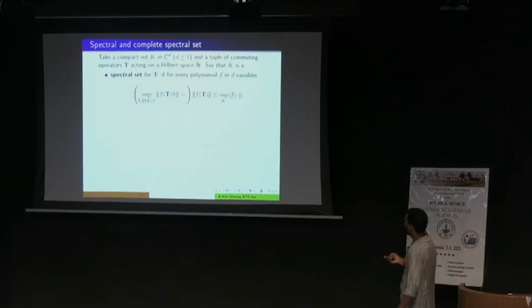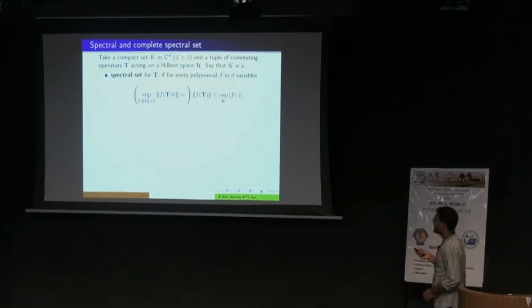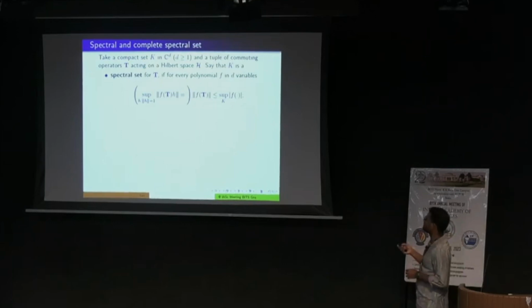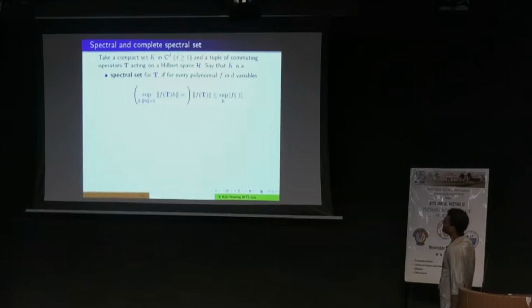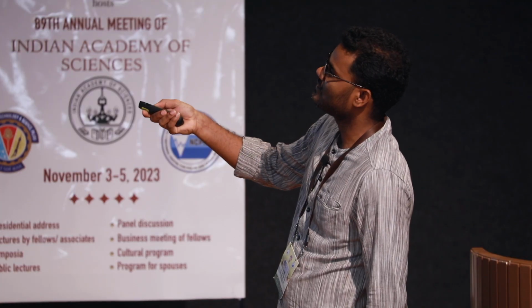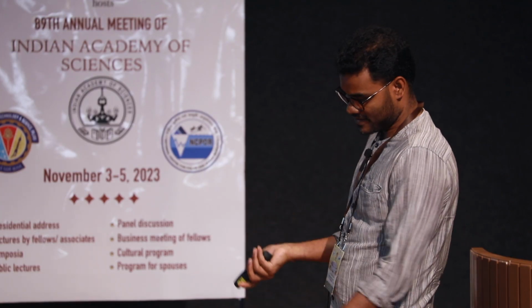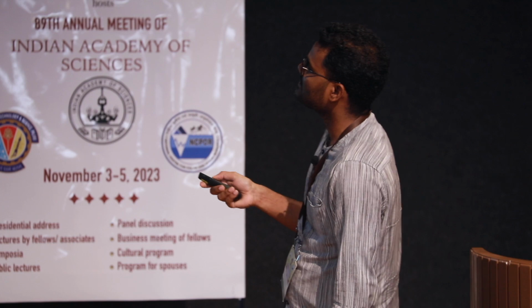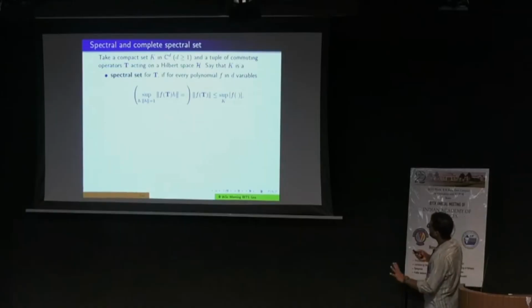So take a compact set, a closed bounded set in the d-dimensional complex space. If you want, you can think of it as just the complex plane, and a tuple of commuting operators. So it's a d-tuple of commuting operators. If d is equal to 1, then this is just a single operator, meaning a linear transformation. You can think of it as a matrix acting on a Hilbert space H.